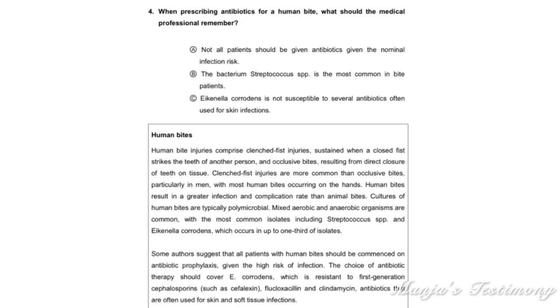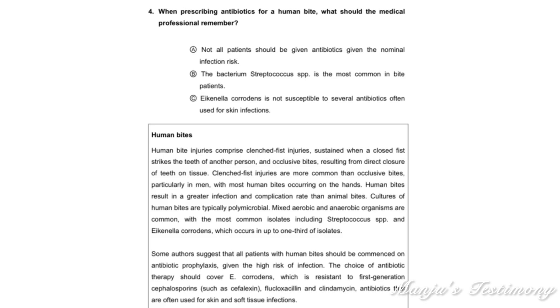Some authors suggest that all patients, the human bite is the most infectious bite. It is already mentioned in paragraph A. I will explain it to you in detail later, but now we are searching to find the answer with the keyword. That's why I'm not going to explain it now. But should be commenced on antibiotic prophylaxis.